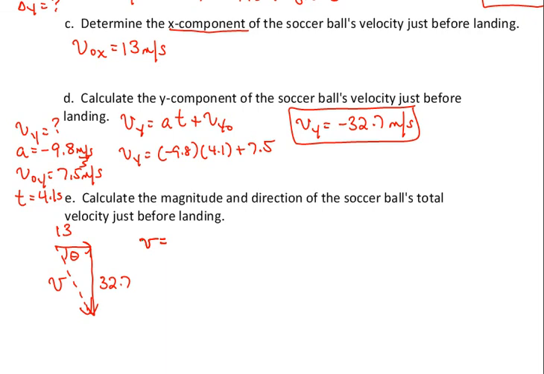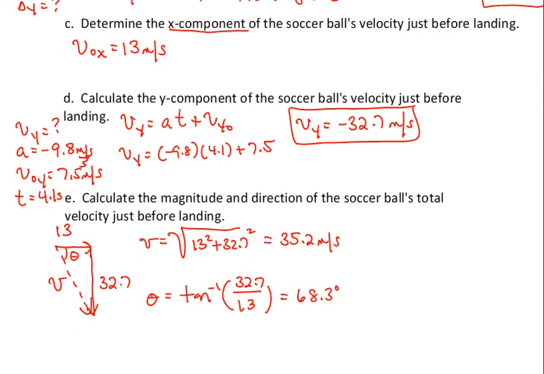So to find the hypotenuse, we're going to use the Pythagorean theorem. So we'll square the two legs and add them together, and then take the square root. And then to find the direction, the angle, we're going to take the inverse tan of the opposite side divided by the adjacent side. So I'm going to pause the video and I'll finish off those calculations, and you do so also.